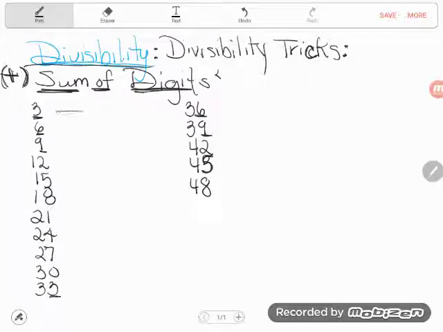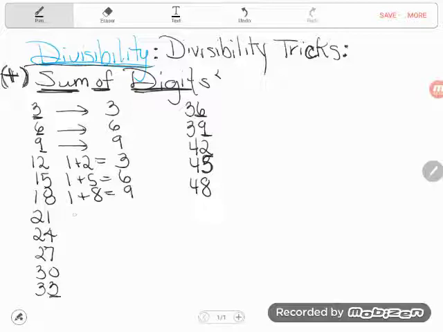Okay, here we go. So for the number 3, that's just 1 digit, so there's nothing to add. Same thing with 6 and same thing with 9. But starting at 12, I want you to see what would happen if you added 1 and 2. 1 plus 2 is, of course, 3. How about if we added 1 plus 5? We'd get 6. 1 plus 8, we'd get 9. Are you beginning to see a pattern emerge?